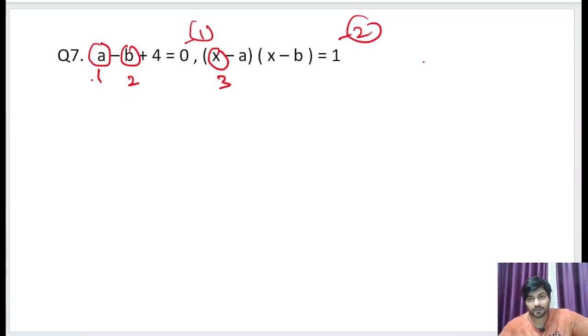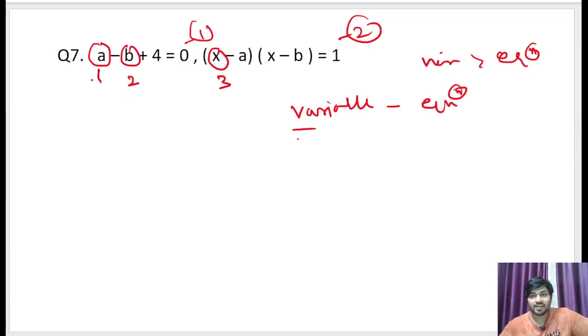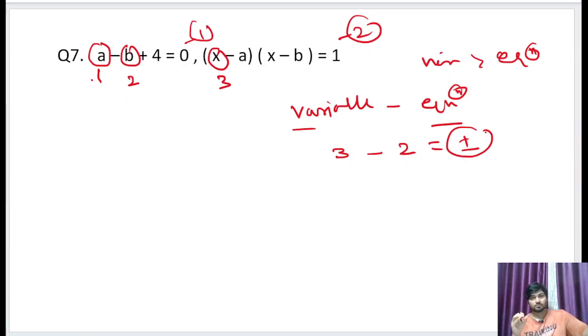Whenever this condition is satisfied, that is, variables are greater than equations, I will do one thing: variables minus the number of equations. That will be the number of values I will be putting on my own. Like here, 3 variables are given and 2 equations are given, so it comes as 1. It means one value can be put by me according to my choice, just to simplify the question.